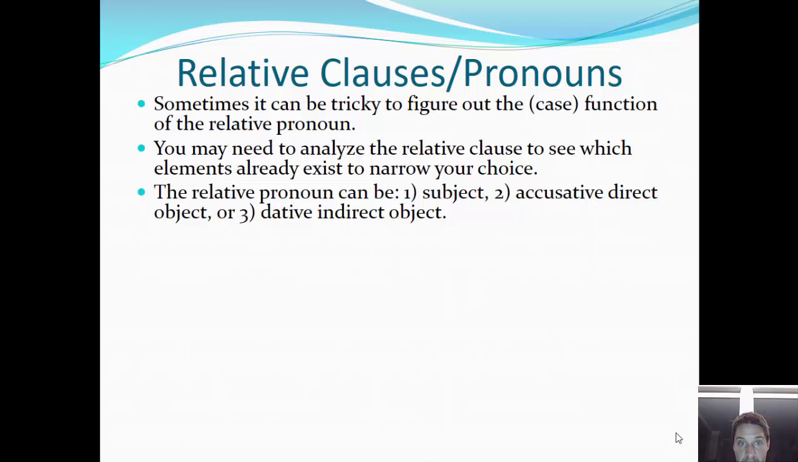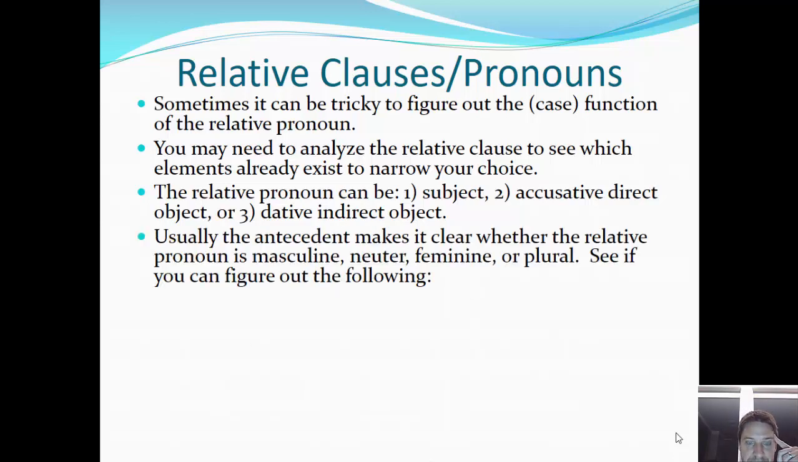So if you already have one of those accounted for in that clause, then you need to fill the void. You can't have two subjects, you can't have two accusative direct objects, and you can't have two dative indirect objects. Although I should be careful saying that, because there's usually an exception in German, but I think it's fairly safe to say that you can break it down by process of elimination.